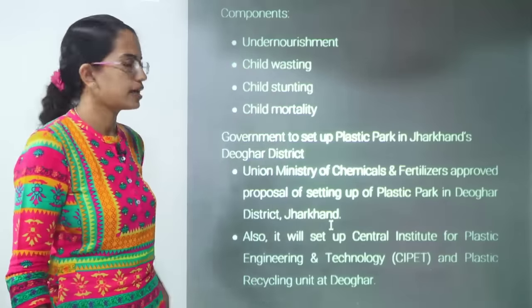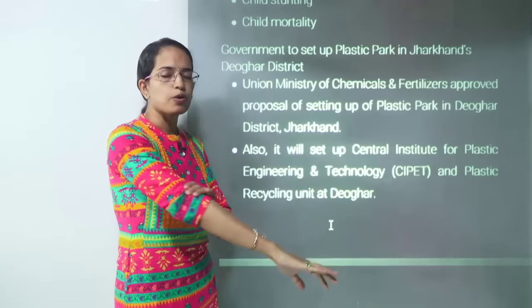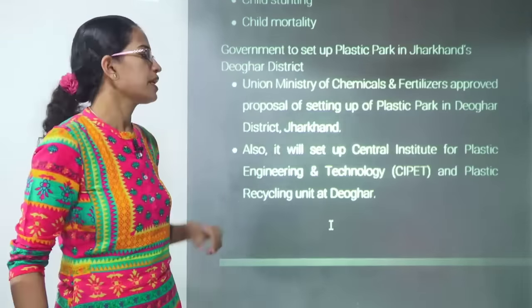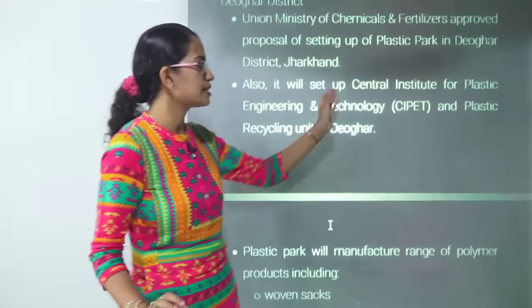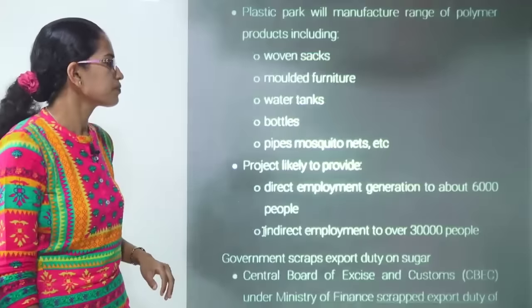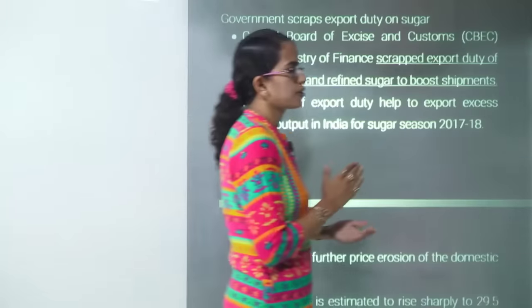under global hunger index. We are planning to establish, or a proposed plastic park has come up in Devgarh in Jharkhand region, and also along with that there is a Central Institute for Plastic Engineering and Technology that has been established in Devgarh. The next is, we are scrapping the export duty on sugar.